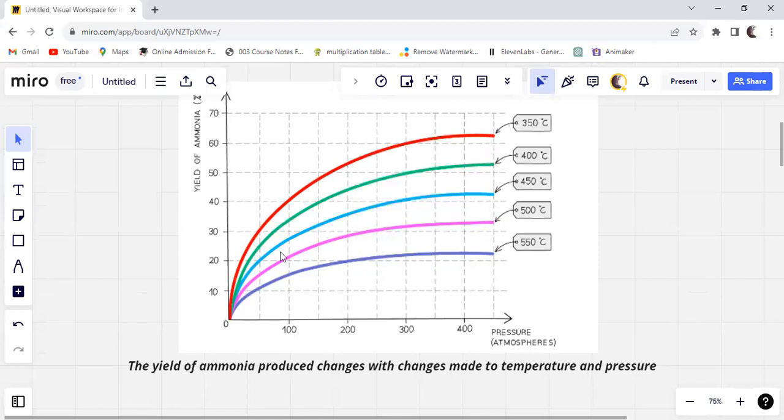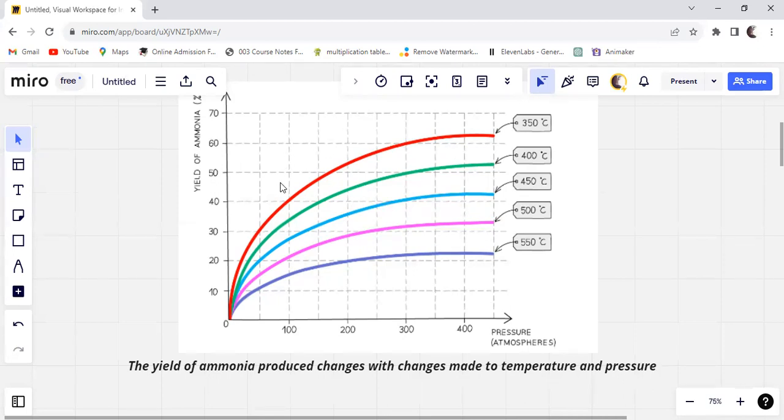Look at this graph. This is the graph that is showing you the yield of ammonia produced at different intervals when we change the temperature and pressure conditions. Basically, reaction conditions like temperature and pressure affect the rate of reaction. And if the reaction is reversible, then the position of equilibrium is also affected by changes in these conditions. And often we must consider a trade-off between the rate of reaction and the product yield.